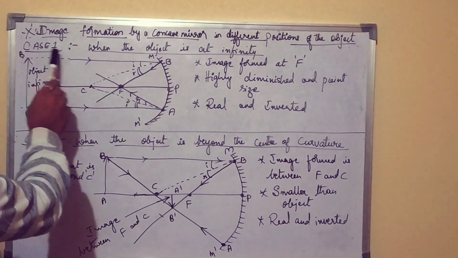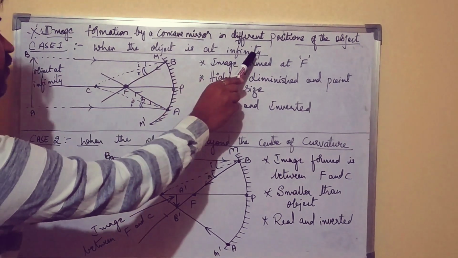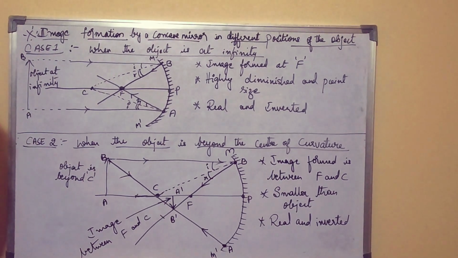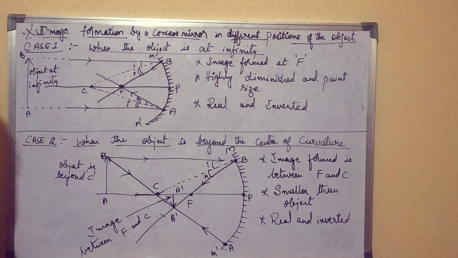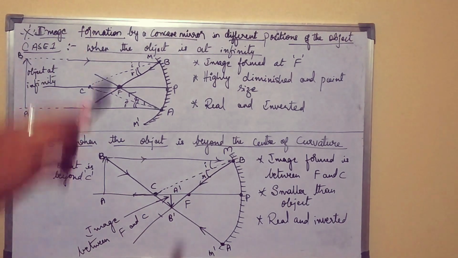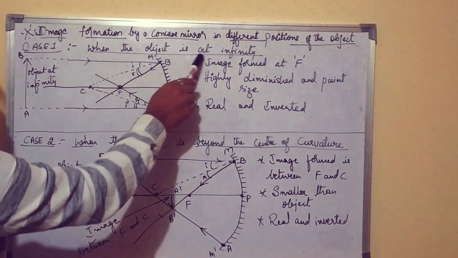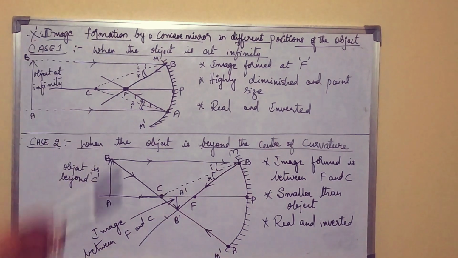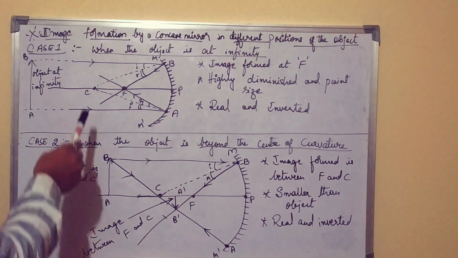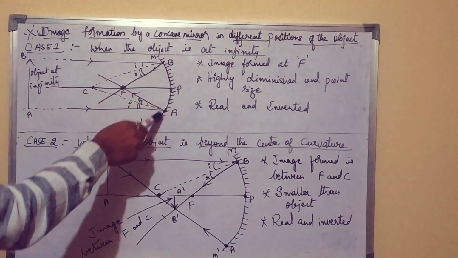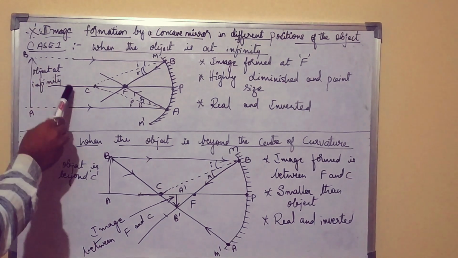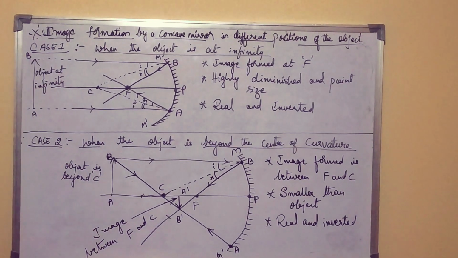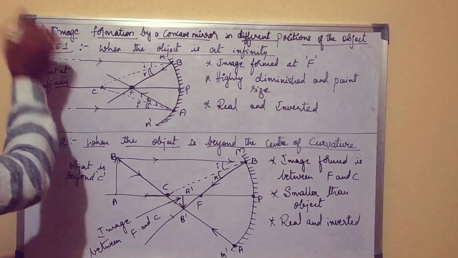Now first case, when the object is at infinity. What do you mean by infinity? Somewhere far away, an object which cannot be seen, which is very far. It is not at all accessible, some far distance. That's why we use the word, when the object is at infinity. Now I cannot go and draw the diagram at infinite level. So for the time being, this is the concave mirror, and here I have drawn the dotted lines and shown this object AB at infinity.